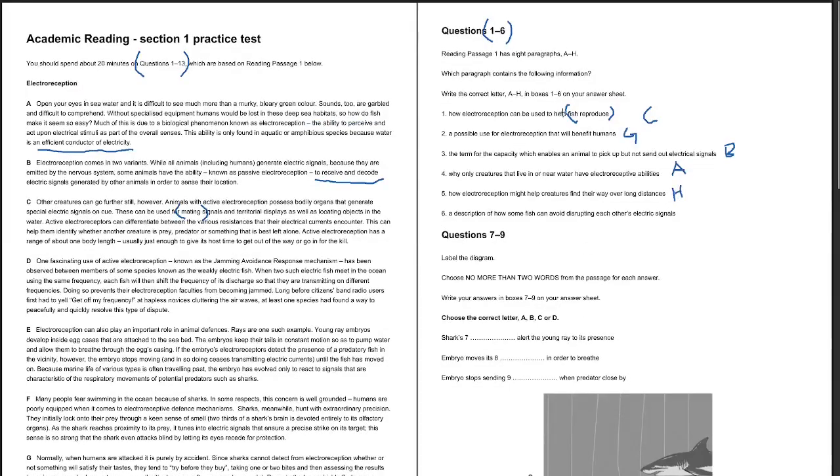Okay, last question for this particular portion. 6.